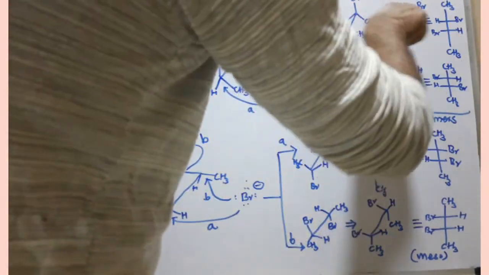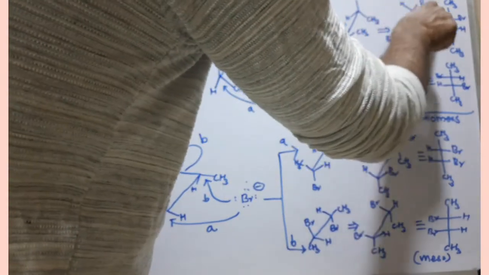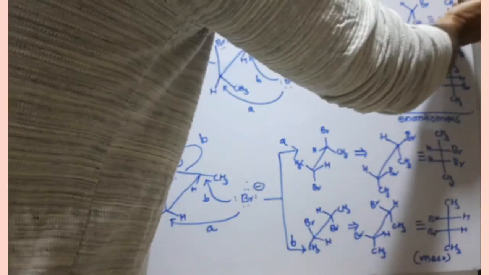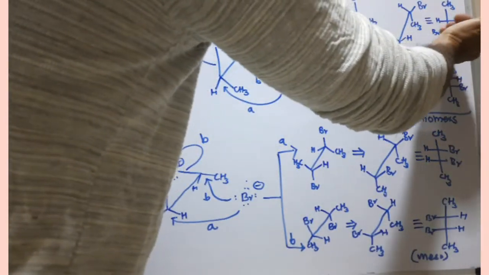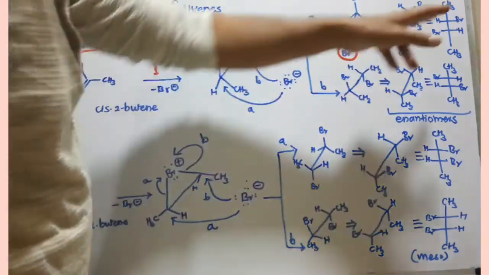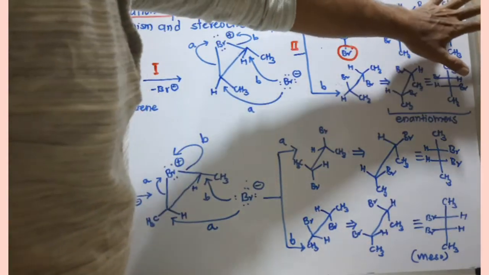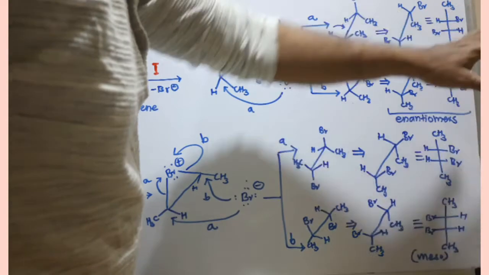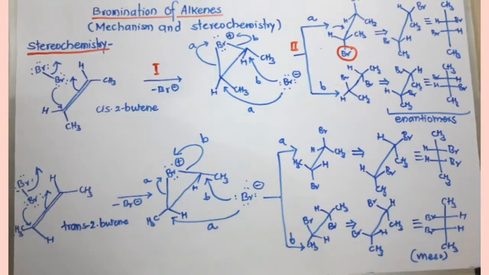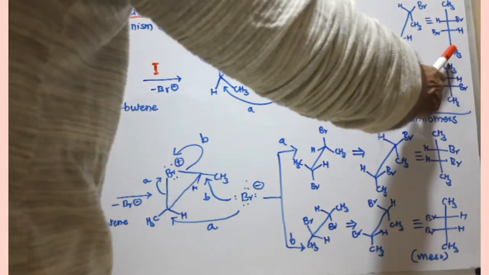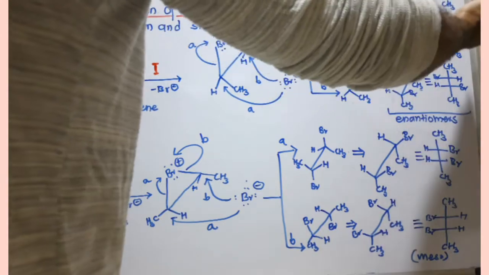And then on the horizontal line, H and Br, you can see Br toward this side and in another carbon Br toward this side. Both are chiral carbons. So this is actually the enantiomer form in this reaction. This may be plus or this may be minus, or this may be D or maybe L.